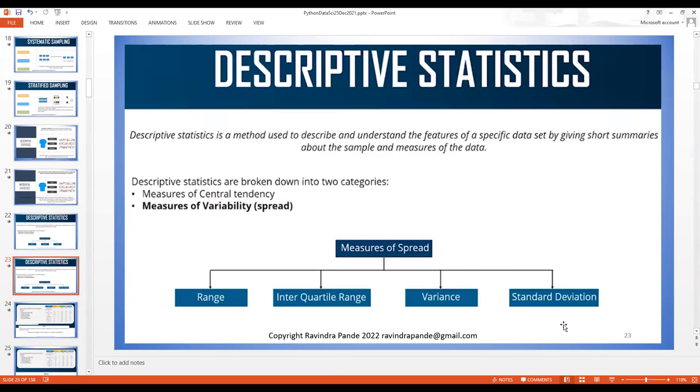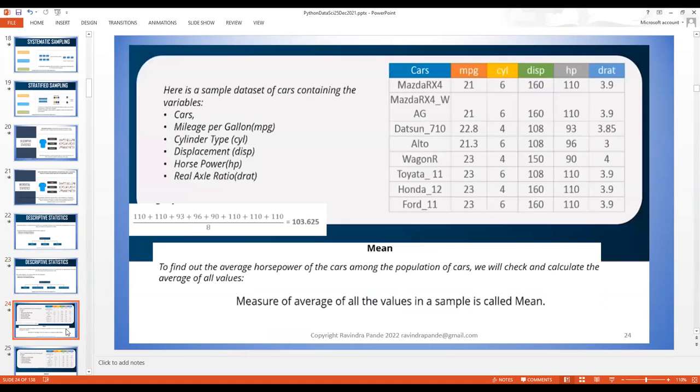So for that, we need to understand how this spread or categorization of a statistical population happens on the ground for a given solution, for a given type of data at hand. Okay, let's try to understand mean. We have used mean in our 8th, 9th, 10th standard, depending upon your education and curriculum, right? Let's take an example. We want to find the average horsepower of a car among the population of cars. The measure of average of all these values in a sample is called mean. Let's try to understand how we do it.